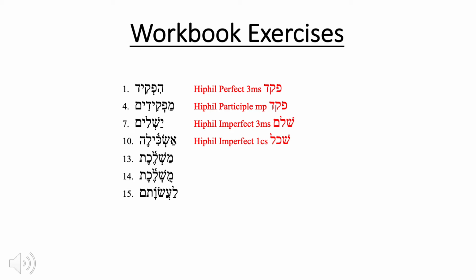Number 10 is a hifil imperfect 1cs from shakal. We can see the fact that we have a hirik yod in between the kaf and the lamed. We also have an aleph prefix with a patach. All of these tell us that this is a hifil imperfect 1cs. If you're following along in the answer guide, this is labeled as a hifil perfect 3cp. Not really sure where that comes from. This is clearly an imperfect 1cs, which is how I've corrected it here. How about number 13?